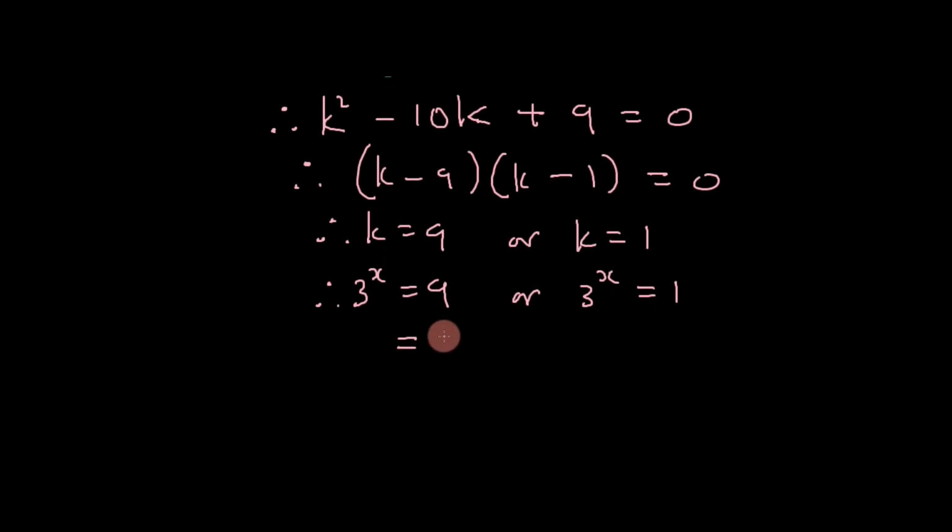We can use prime factors of 9. So 3 to the x equals 3 squared. The bases are the same, so the powers must be the same. In other words, x must be 2. Here we're going to use 3 to the 0 on the right-hand side in order for the bases to be the same. So once the bases are the same, the powers must be the same. So x equals 0.